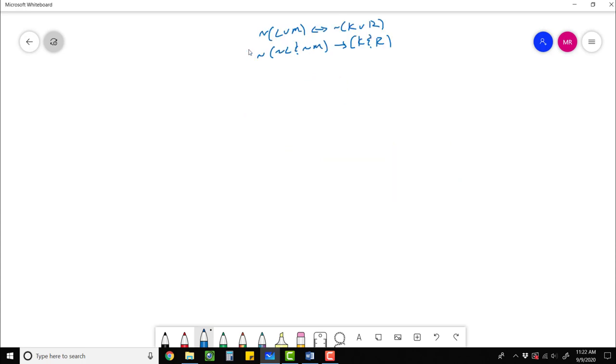Okay, the next one says it's not the case that L or M if and only if it's not the case that K or R. And the conclusion is that if it's not the case that not L and not M, then K and R. So we negate the conclusion, right? How do we do it?